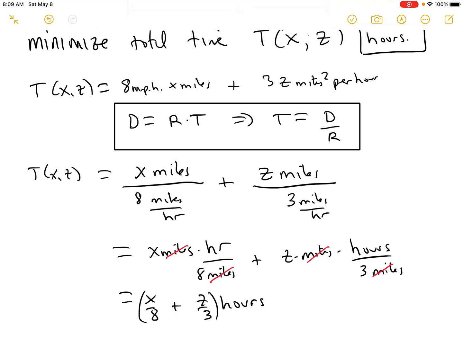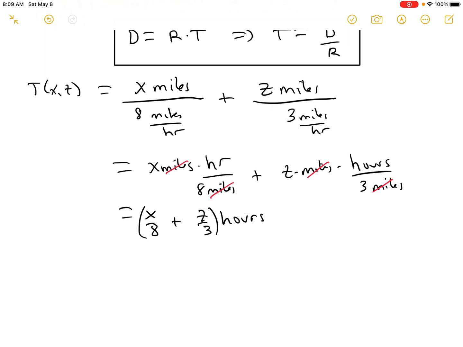So if you did this problem and it started with 8 times x plus z times 3, it wouldn't work out. You'd get a negative answer for the final, I think. All right, so now we have our function, and it's in the proper form, x over 8 plus z over 3.